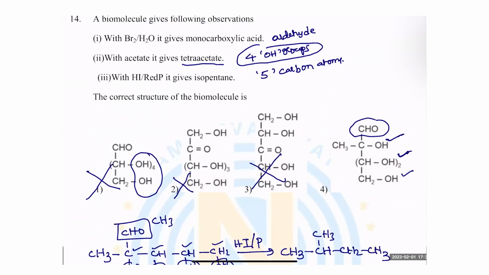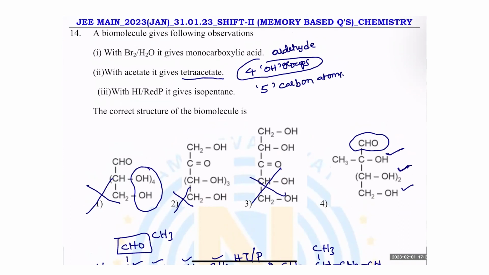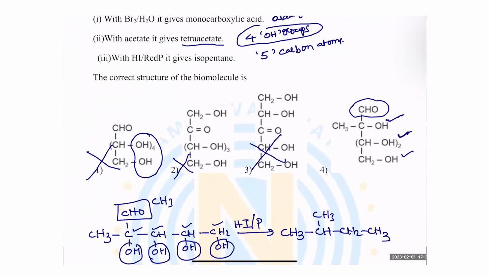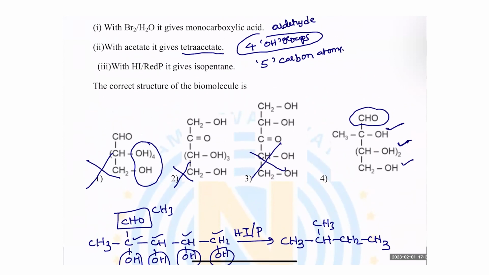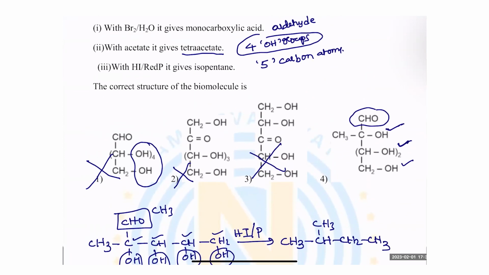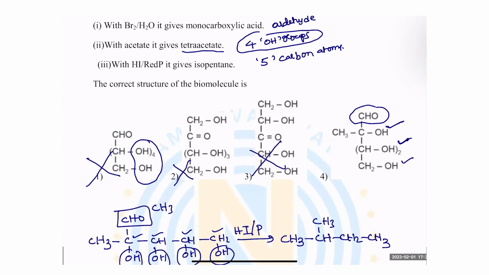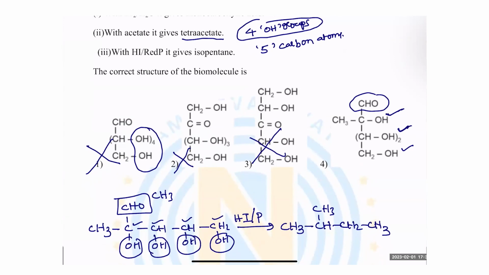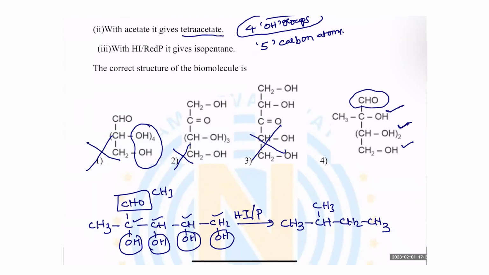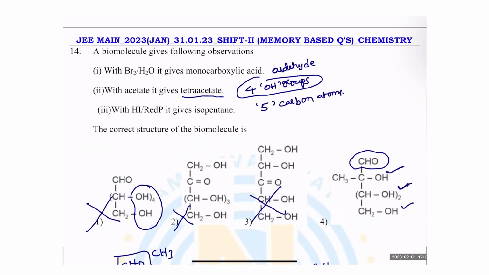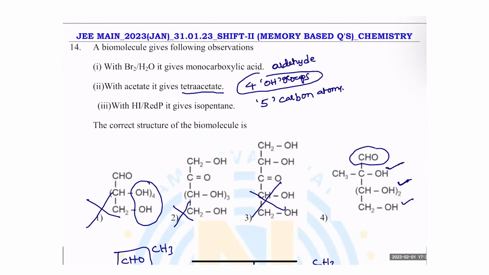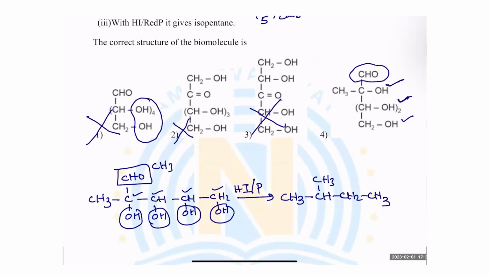So HI red phosphorus gives isopentane. Bromine water gives monocarboxylic acid. With acetate, it gives tetraacetate. With HI red phosphorus, it gives isopentane. Based on the elimination, there may be some error in the question, because isopentane means there must be 5 carbons, but here there are 1, 2, 3, 4, 5, 6 carbons. Already told you there may be some errors in the question, because it is not the exact paper, and this is the paper made from the memory of the students.